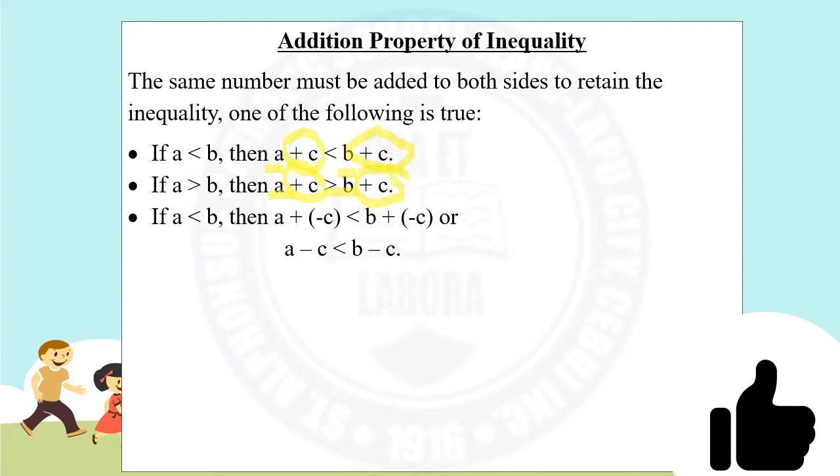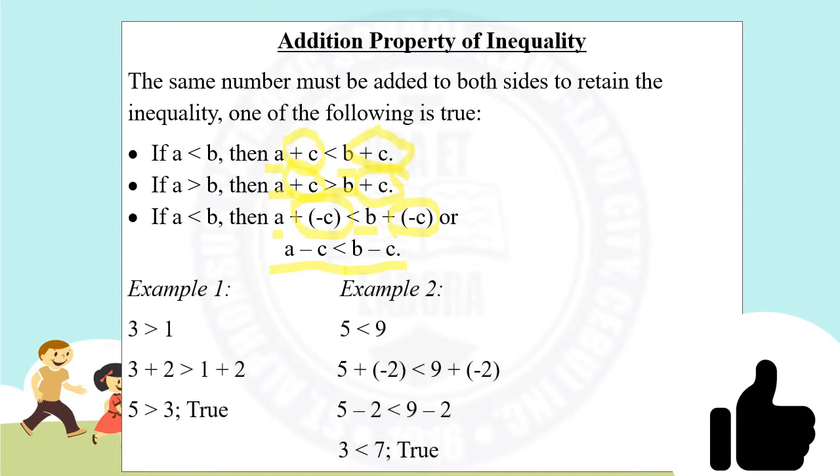If a less than b, then it was added negative c to the left side, then you also add negative c to the right side. Or simply a minus c less than b minus c.